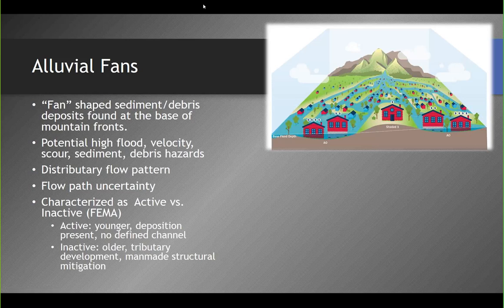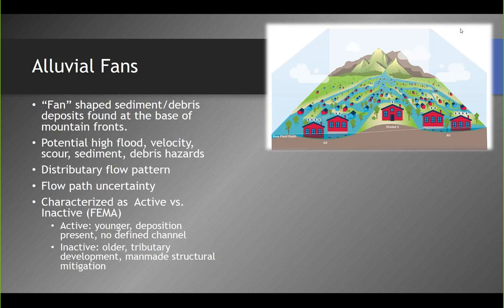There are two characteristics for alluvial fans, active and inactive, as defined by FEMA. Active fans are younger, there's deposition like sediment, rounded boulders, large tree trunks, etc. And there's not a defined channel that you would likely see in your typical river channel.